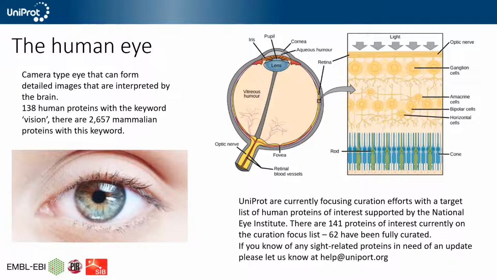So if I update a human protein or the mammalian orthologs, any other data that's found in model organisms will also be updated. So that's not just 62 entries, that's 62 human entries plus all associated entries with that bit of research, that paper, that protein or function. I'd like to point out that if you have any site-related proteins or proteins in general that you think need an update, please let us know at help@uniprot.org. We're always able to help and happy to add a protein to our target lists.